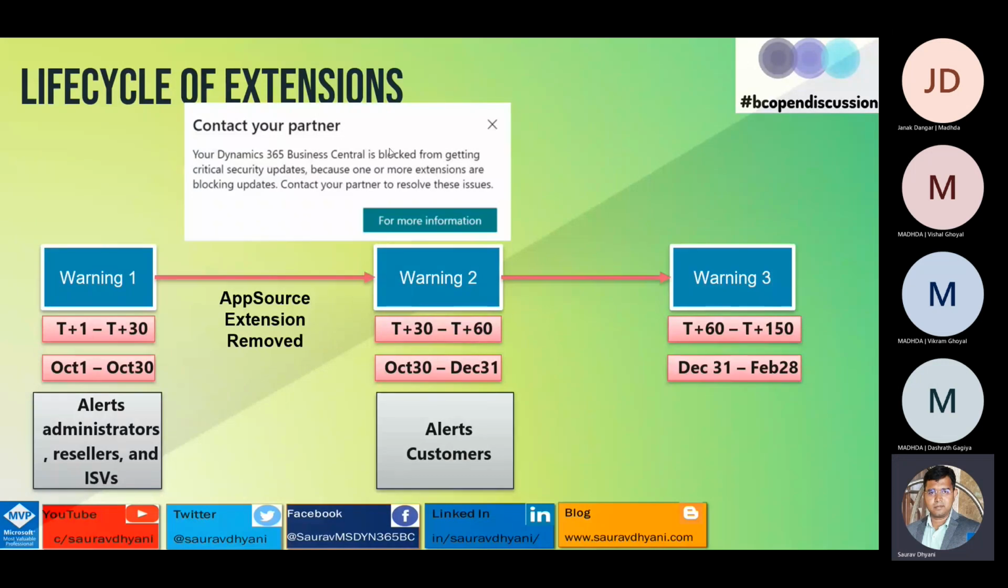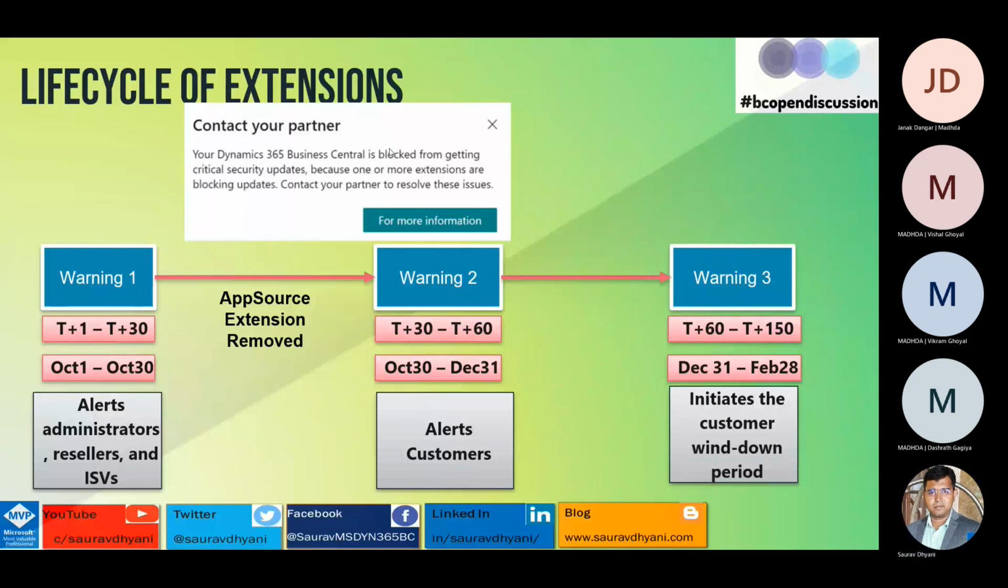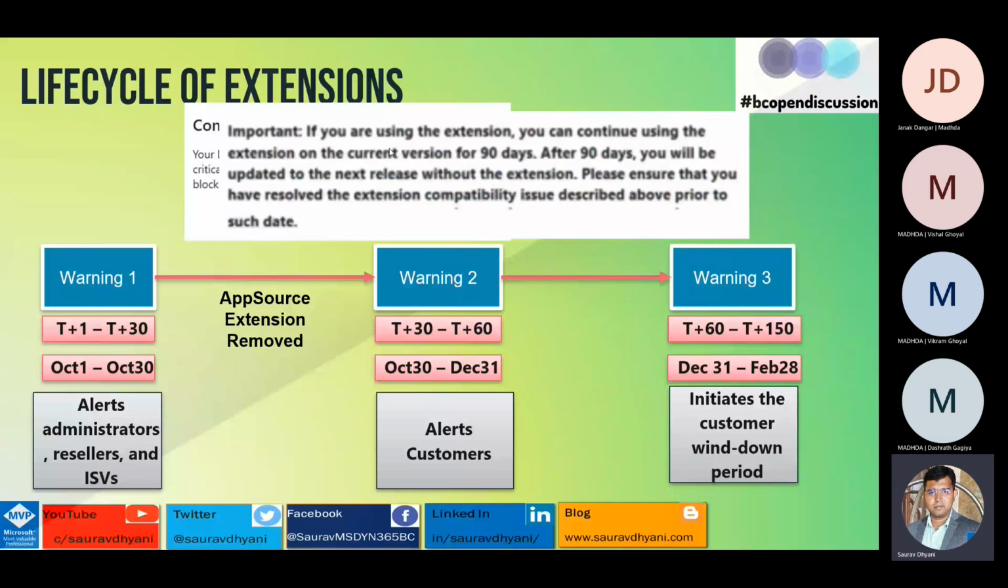Now, let's assume a customer ignores all these warnings till 60 days. What happens after that is something called the customer wind down period starts, which means you'll get a slightly harsher email from Microsoft. The message comes something like this: if you are using the extension, and this is a part of the email, in the style I showed at first, you can continue using this extension on the current version for the next 90 days.